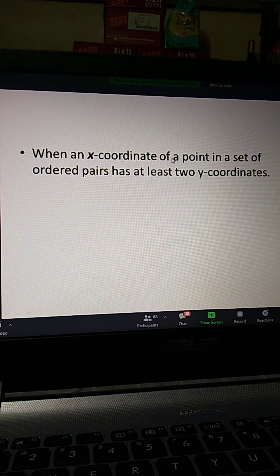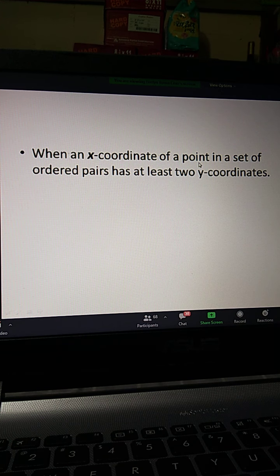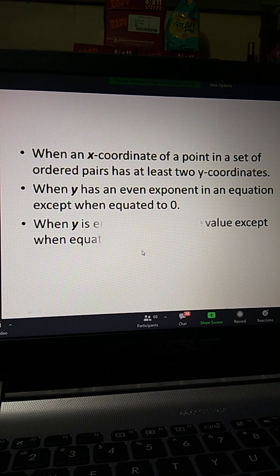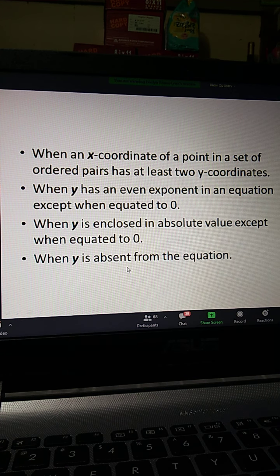Another way to find out when a particular relation is not a function is when an x coordinate of a point in the set of ordered pairs has at least 2 y coordinates. Next, when y has an even exponent in an equation except when equated to 0, when y is enclosed in absolute value except when equated to 0, when y is absent from the equation, and when the statement is an inequality.